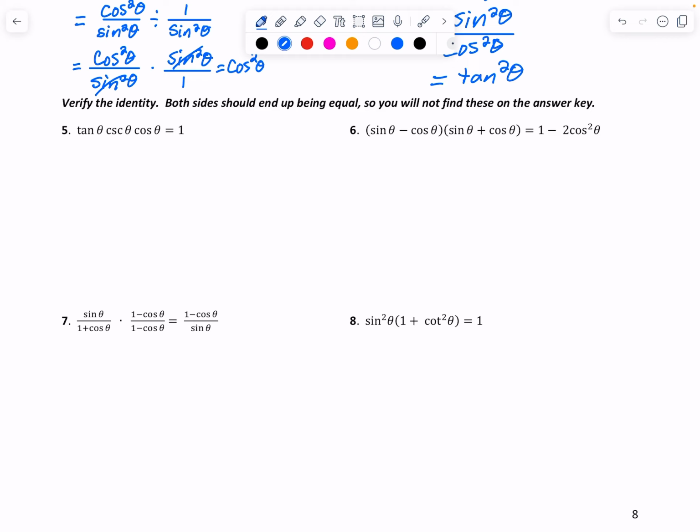Okay, number 5 is just going to be changing to sines and cosines. So tangent is sine theta over cosine theta. Cosecant is 1 over sine theta. And then cosine is cosine theta over 1. Remember, I can't move things across the equal sign. That's why I'm working only on one side, and I'm trying to match the other side without moving things across the equal sign. Okay, I can see that this cosine and that cosine will cancel, and that sine will cancel, leaving me with a 1, and that equals the right side.